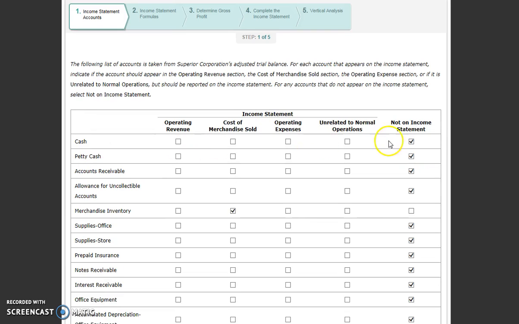So you see here we have cash, not, petty cash, not, accounts receivable, not. And this is all listed in 16.1 in your book. It would be pretty simple for you to go to that page and look at the income statement and know what's supposed to be there and what's not. Here we have merchandise inventories and cost of goods sold. We're just going to go with what is on it.